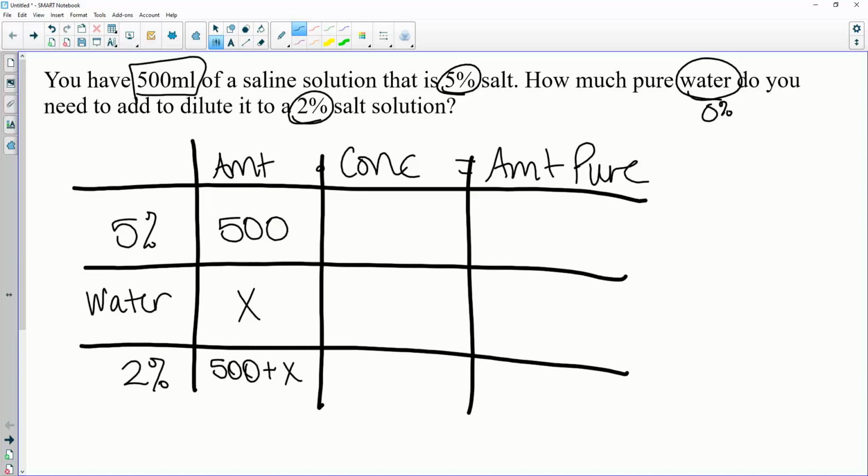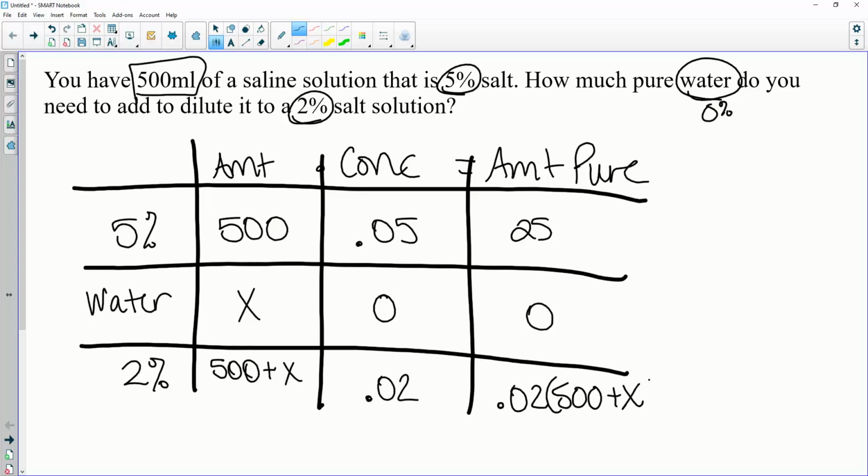Alright, concentration. So 5%, my concentration would be 0.05, divided by 100, move it back 2. Water is 0, and 2% is 0.02. Okay, so then we multiply across. So 500 times 0.05, X times 0, and we have the 0.02 times the 500 plus X.